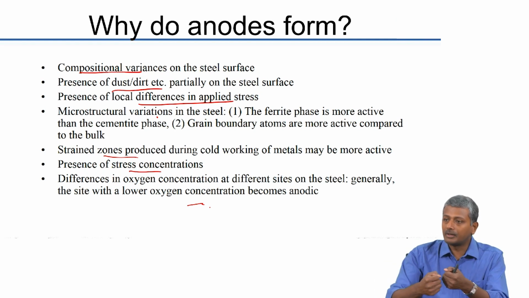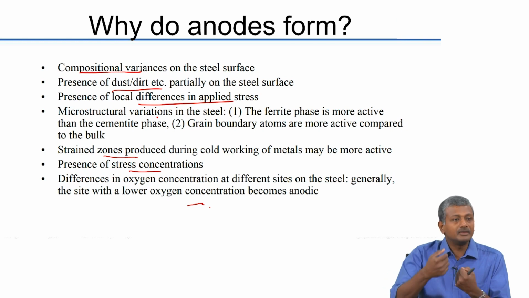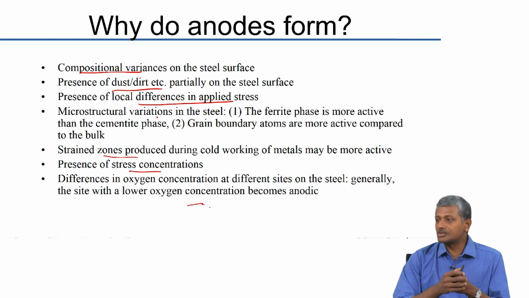Again, bending of the steel bar. When you bend, there are likely chances of more defects or cracks forming at the bends, especially when you have coating on the steel. When you do bending, the coating will tend to break near the bends. Again, that creates sites of local differences in the electrochemical potential.